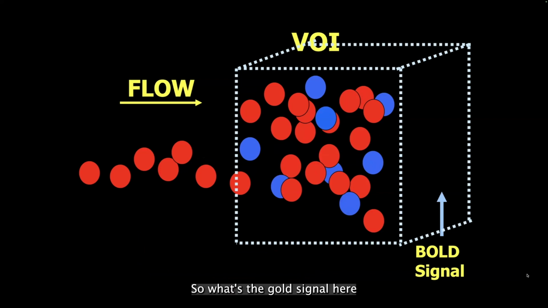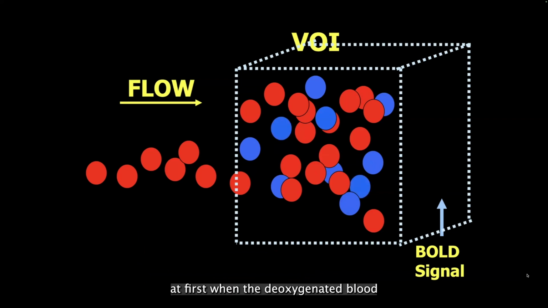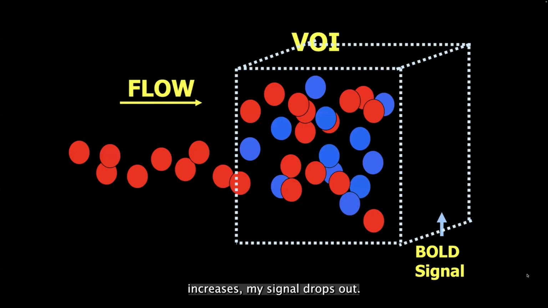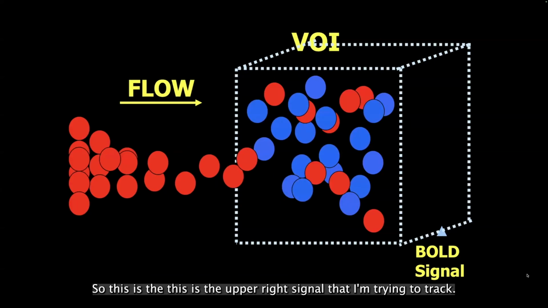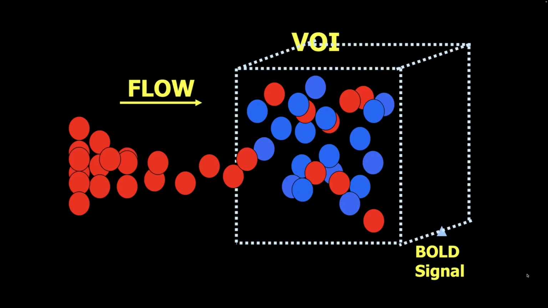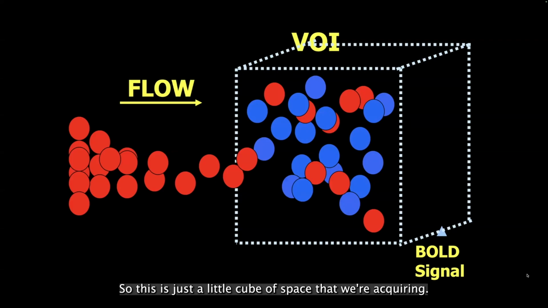So watch the bold signal here. At first, when the deoxygenated blood increases, my bold signal drops out. So this is the fMRI signal that I'm trying to track. And this is the spatial dimension. This is my voxel. And so this is just a little cube of space that we're acquiring data. We have thousands of these cubes all over the brain that we can look at this signal.